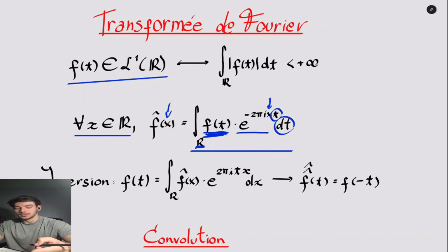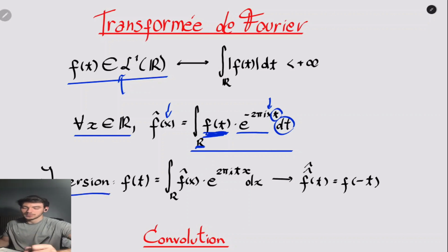The exercise is going to give you the function, and you're going to transform it like that after you prove that it belongs to L1. Since you can transform a function, you can do the opposite. If you have a transformed function, you can reach the original function by doing the inversion of the Fourier transform. The formula is kind of the same.